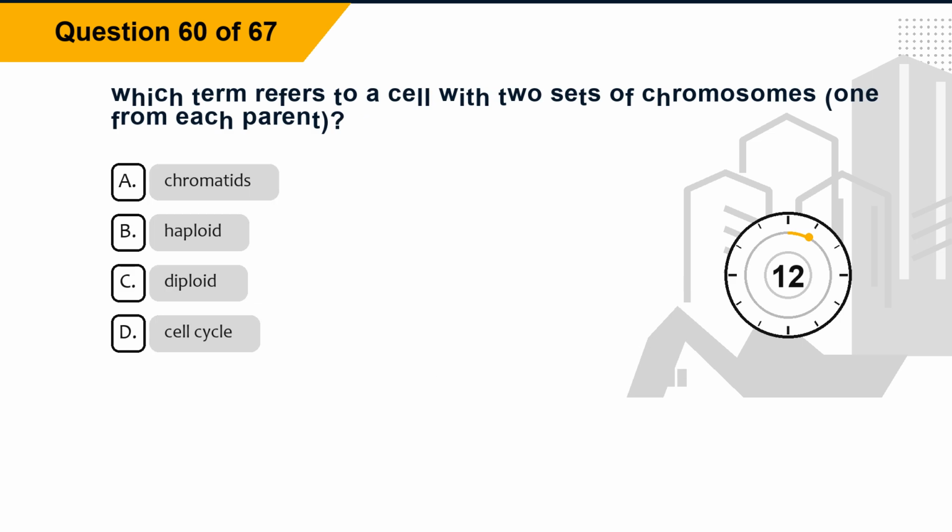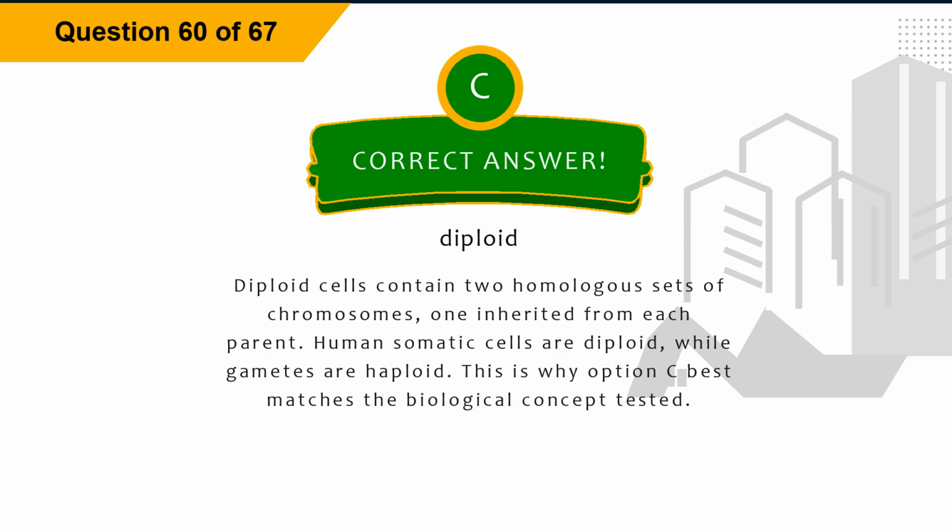Question 60. Which term refers to a cell with two sets of chromosomes, one from each parent? Option A, chromatids. Option B, haploid. Option C, diploid. Option D, cell cycle. The correct answer is option C, diploid.